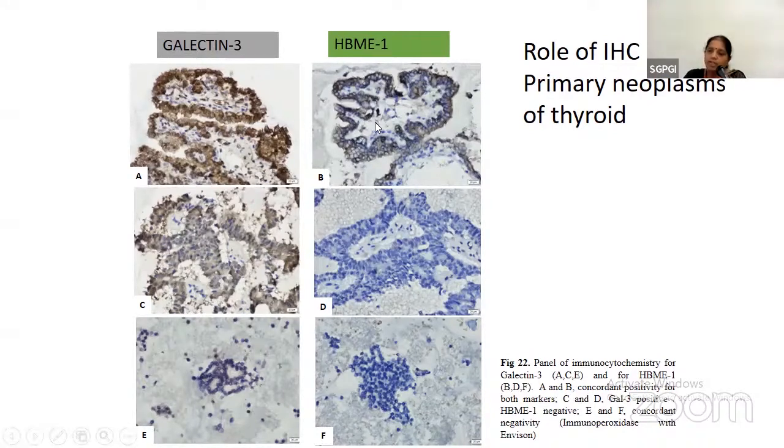So just to show you that they can show concordant staining, this is discordance, but sometimes this is also concordant negative, this is concordant positive in a case of PTC, and this is sometimes GAL3 comes and HBME is negative. So this is what we saw.